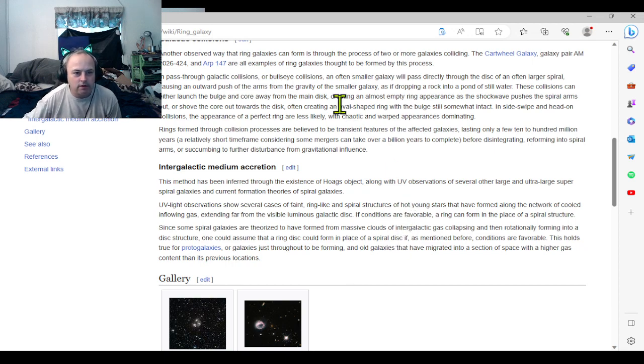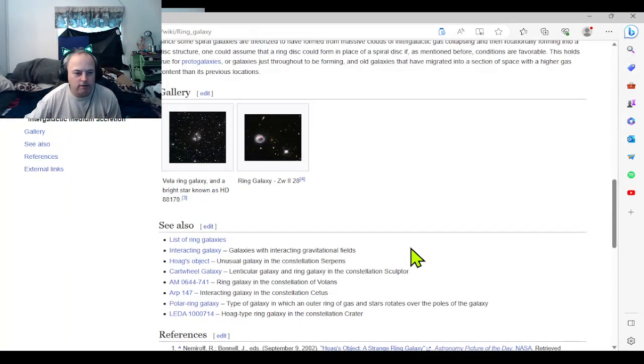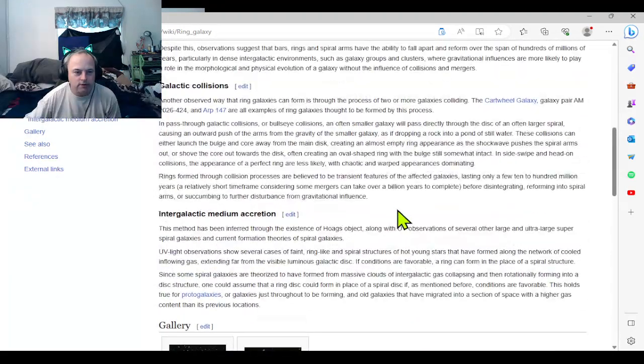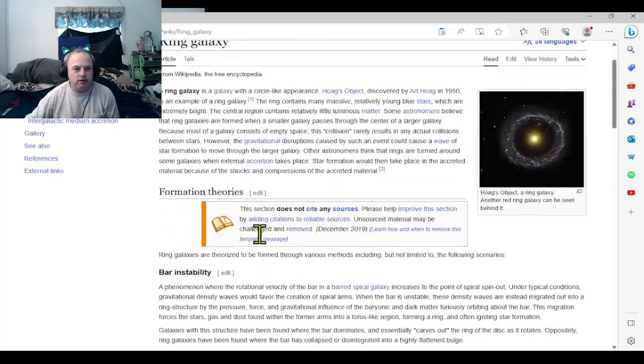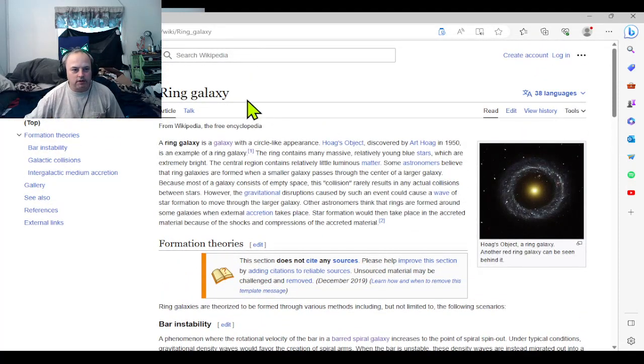Let's see. So that one, there's a lot of talk about how they're collapsing. They collide, they interact, they then expand. So this is from a ring galaxy.